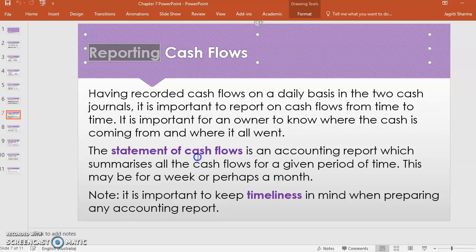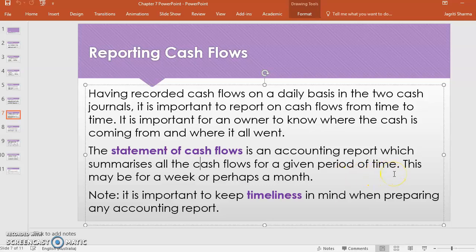The statement of cash flows is an accounting report which summarizes all the cash flows for a given period of time. That could be for a month, a week, or a fortnight, depending upon your business model. It is important to keep timeliness in mind when preparing any accounting report. If you're doing it weekly, make sure you're doing it weekly. If you're doing it monthly, make sure you're doing it monthly, and so forth.